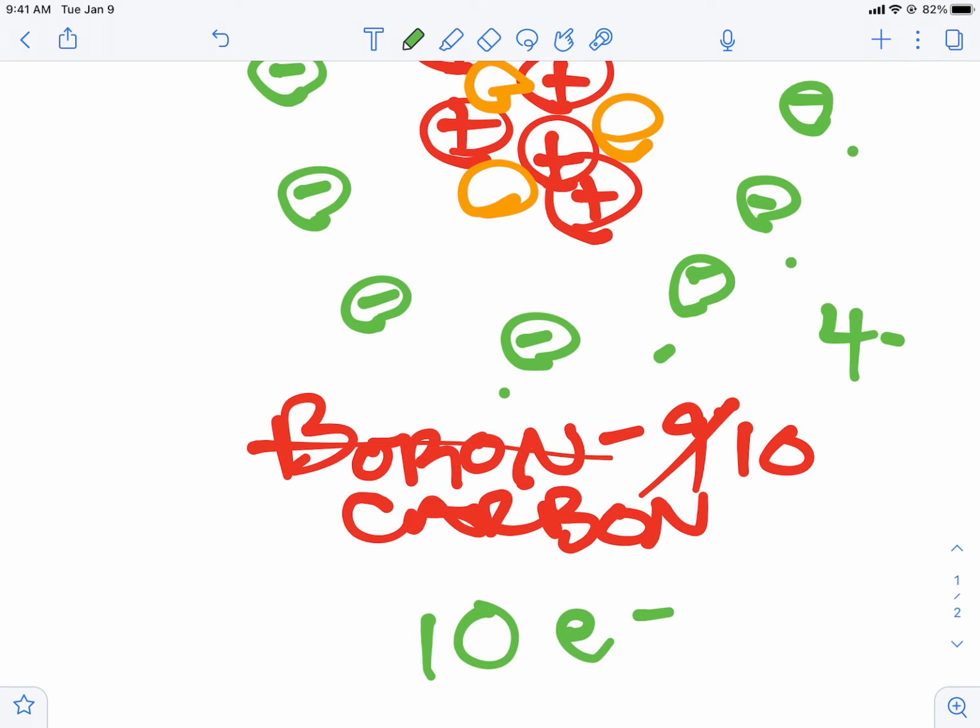But that's how you do charges for atoms. It's just an imbalance of protons to electrons.